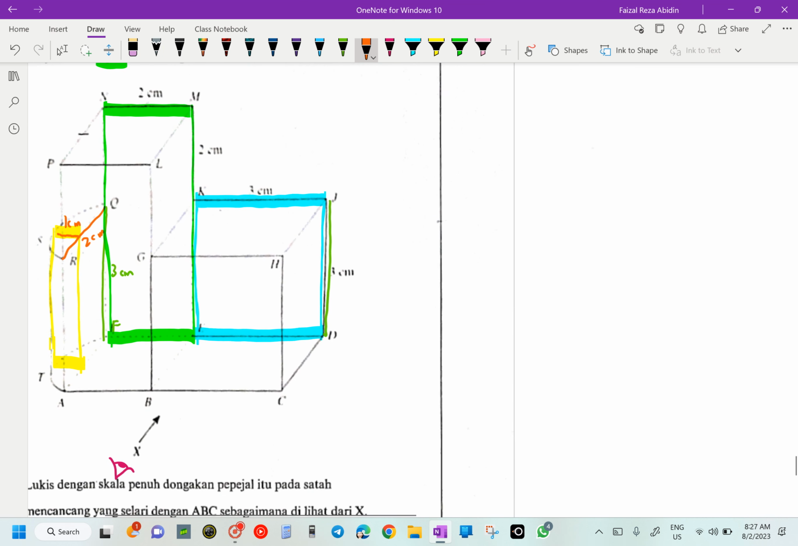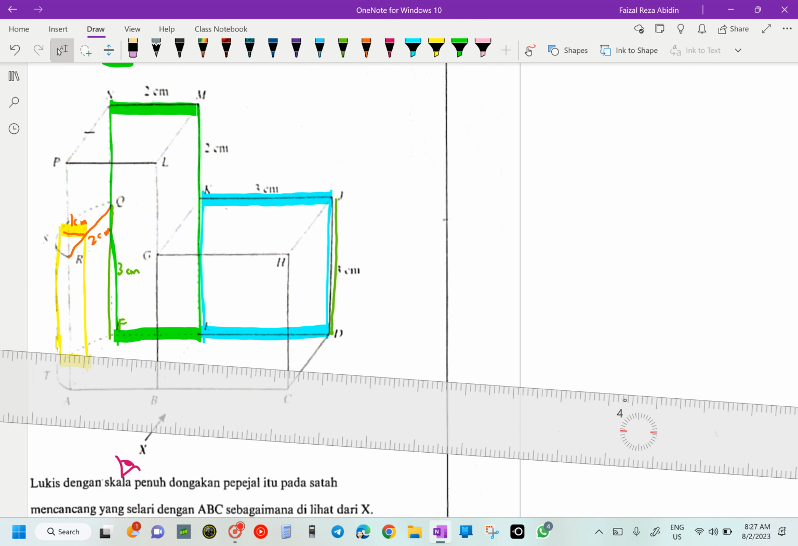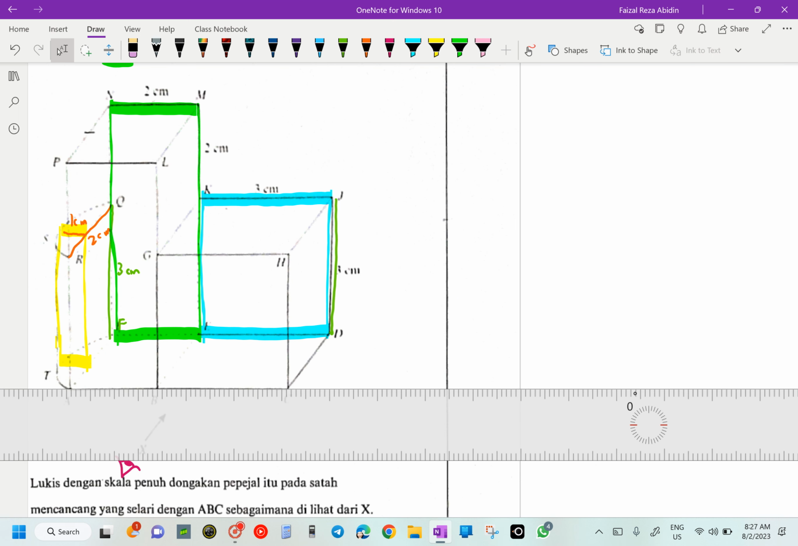Okay, take out our ruler. First thing first, saya nak nampak apa dulu? Okay, the yellow one first. I'm going to draw 1 centimeter. Okay, 1 centimeter here first. Done. Then the green one, I'm going to draw MN. This one is going to be 2. One, 2. Done. The blue one, I'm going to get 3. 1, 2, 3. Done.